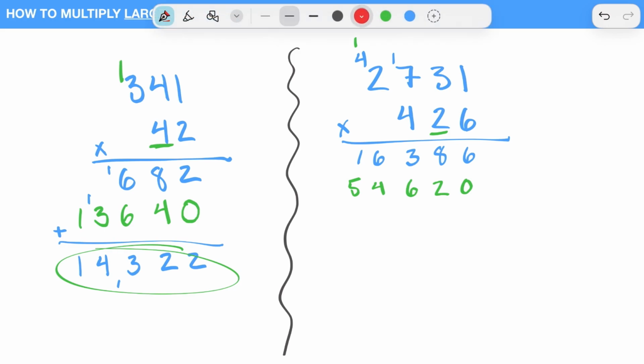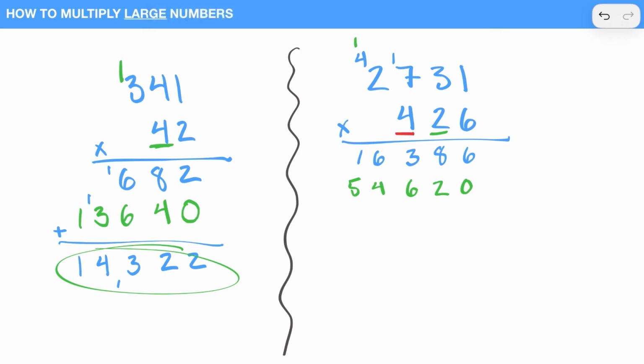Now I'm going to go ahead and do this 4 right here. Now this red underlined 4 is actually representative of 400. And so instead of adding 1 zero, I'm actually going to add 2 zeros because I'm multiplying by the hundreds place now. But the process is just the same. 4 times 1, that is 4. 4 times 3 is 12. Carry the 1. 4 times 7 is 28. Plus 1 is 29. 4 times 2 is 8.